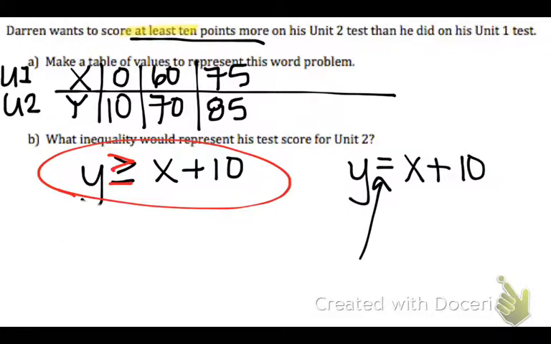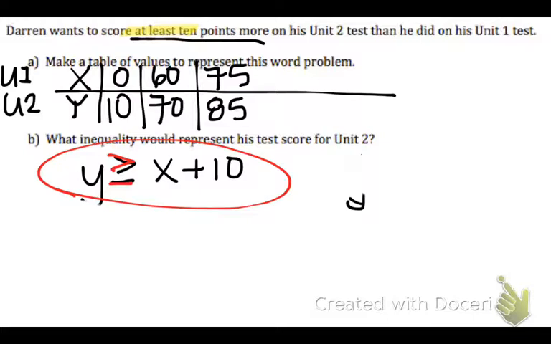And before we continue, I just want to reemphasize, it doesn't have to be exactly equal to. That's why it's not an equal sign. We didn't say he got exactly 10 more, but he wants to improve by at least 10 more. Okay, so that's why it's not equals, and that's what makes it an inequality word problem. Okay, so now we're going to graph this.